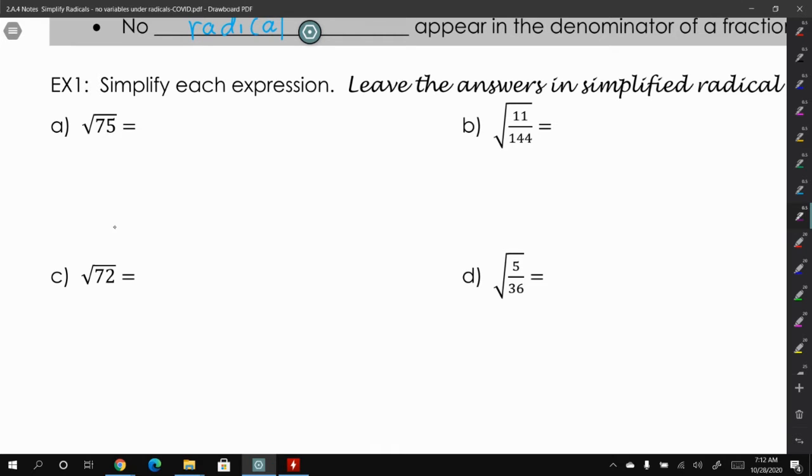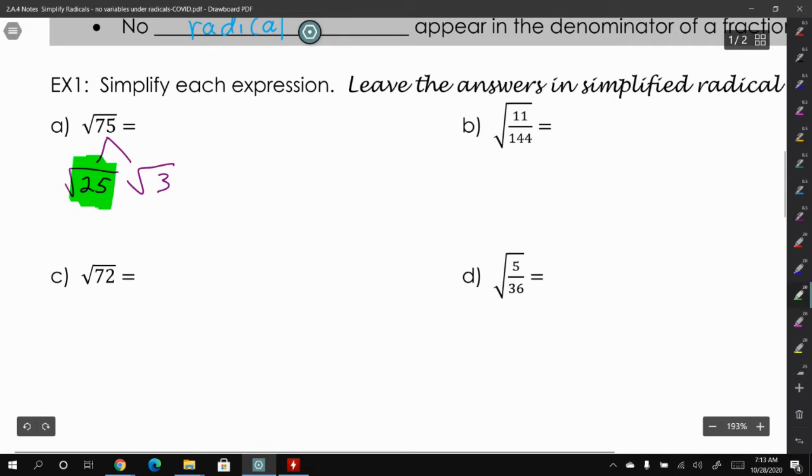So with the square root of 75, I want to break this up into two factors where one of those is a perfect square. So we can go 25 and 3. Now the square root of 25 is 5. And we can't take the square root of 3. That's not a whole number. So then we just leave that alone. So then our answer will be 5 times the square root of 3.